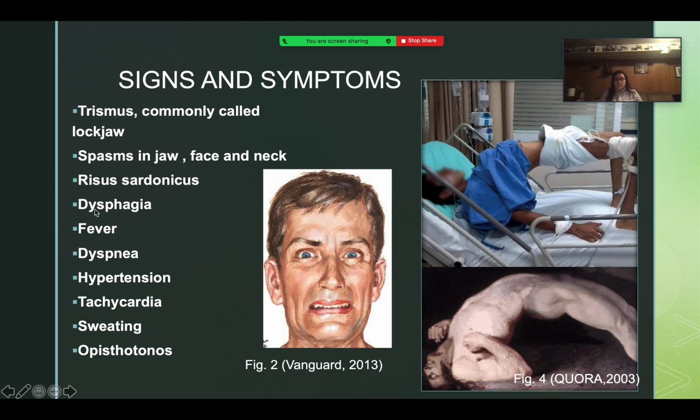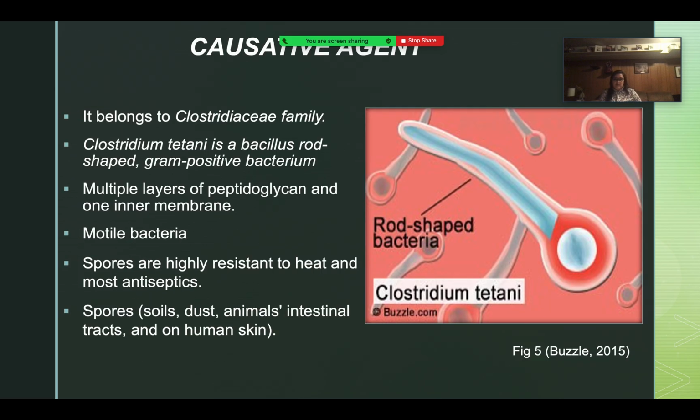The patient also is going to present dysphagia. It means that the patient is going to have problems swallowing certain foods or liquids. Also, there will be fever, dyspnea, hypertension, tachycardia, sweating, and opisthotonus, which is a spasm of the muscles that causes the backward arching of the head, the neck, and the spine, progressively until the patient dies.